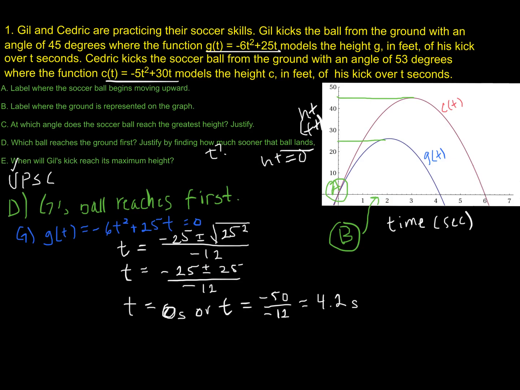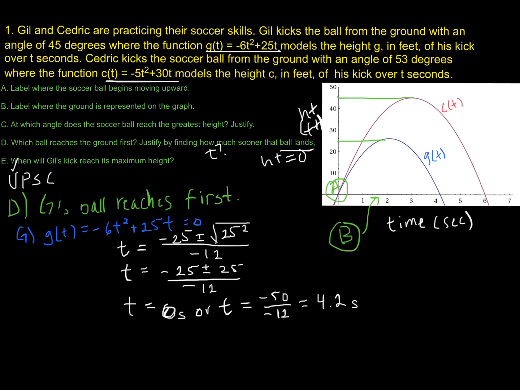And here we can interpret these answers. 0 seconds, that's clearly the very beginning, and obviously the ball is at the very beginning at 0 seconds. It's at 0, it's on the ground. And 4.2 seconds, well, this is clearly where Gil's ball hits the ground.